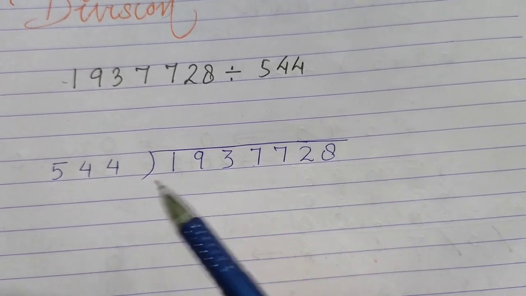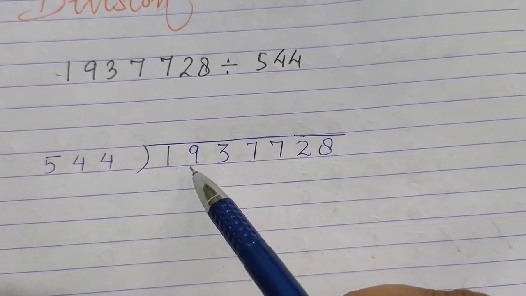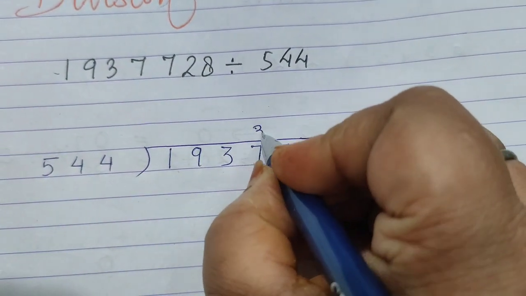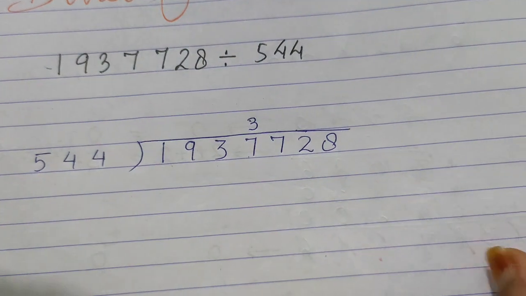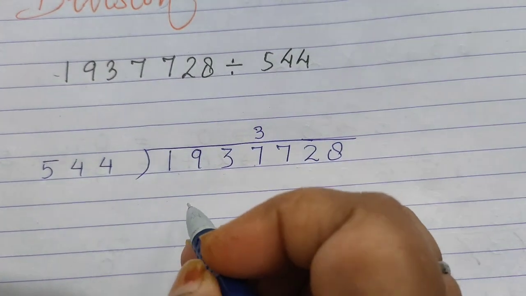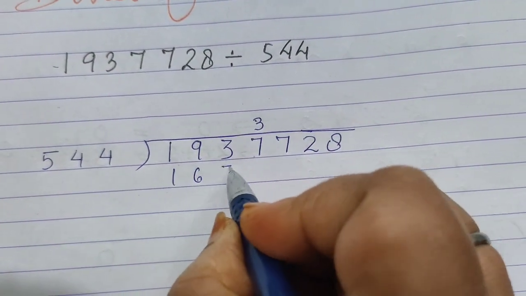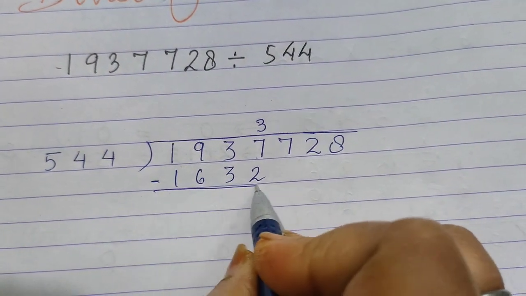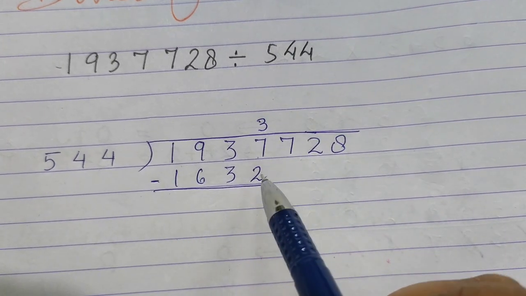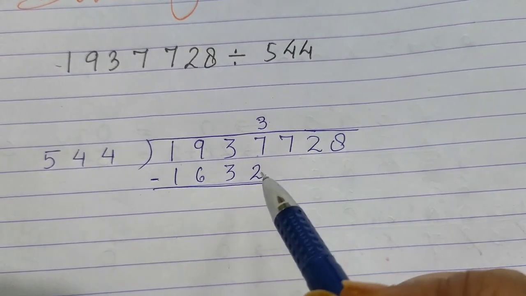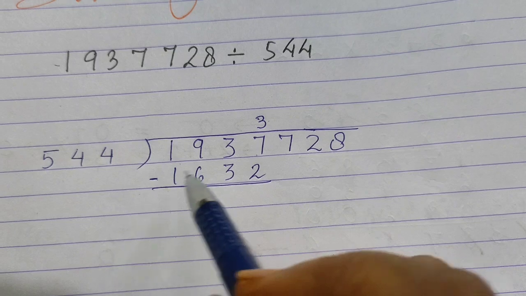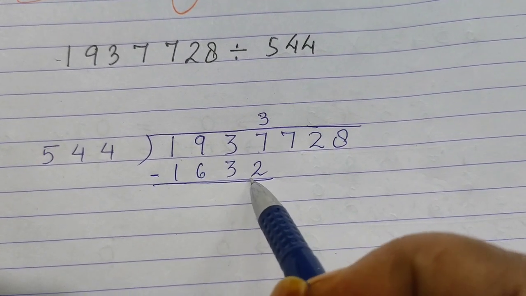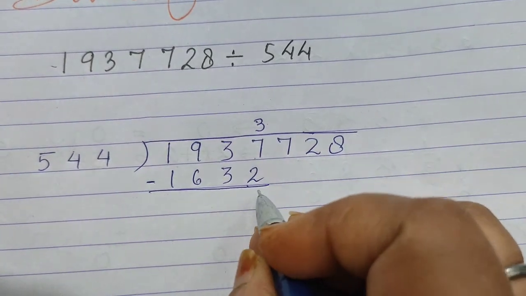And in your rough, observing the table of 5, it shall go 3 times. So you'll write 3 here, and when you multiply in rough, you will find that the answer is 1632. You will observe the table, at what time it will go, how many times it will be less than 1937. So 3 times would be less. So we've written here, subtraction to be done now.